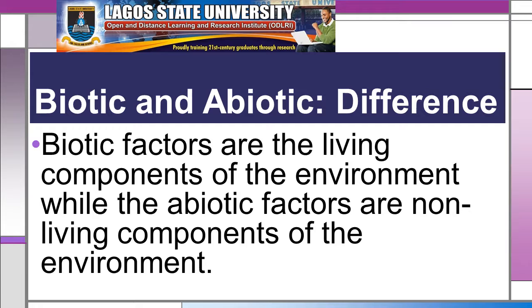And so, let's look at biotic and abiotic components. There is a difference between the biotic and abiotic. The biotic components, as I said, are the living components of the environment. They are the living features of the environment. They are the living characteristics of the environment. But the abiotic factors are the non-living components of the environment, that which doesn't have life.